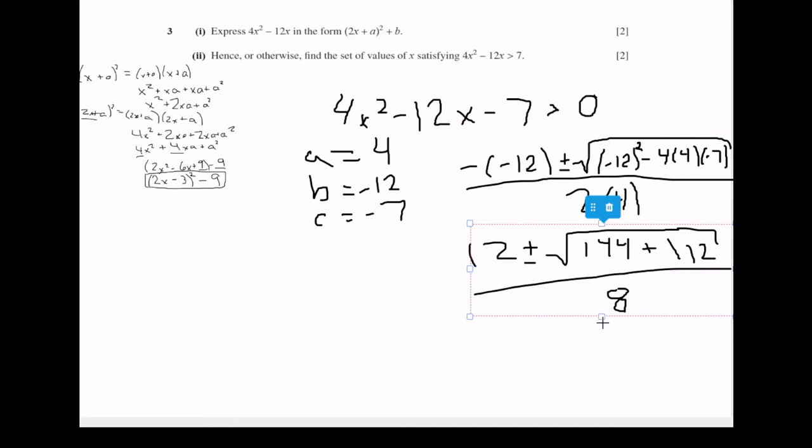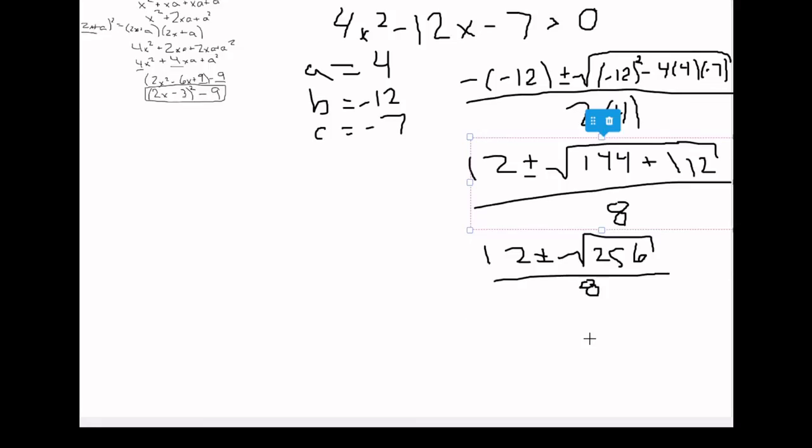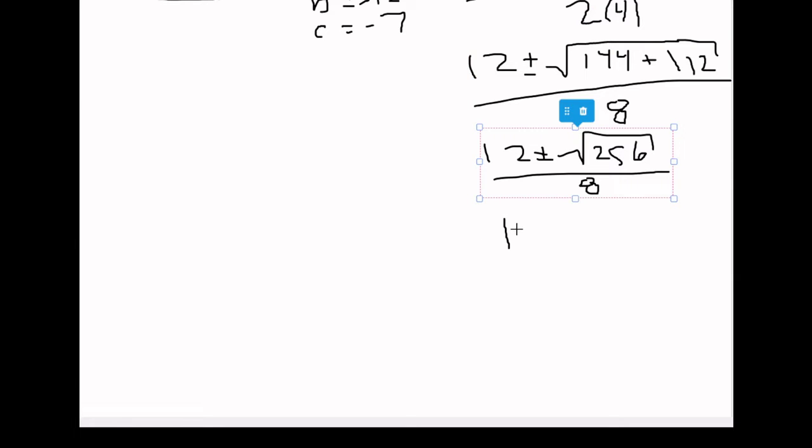And 144 plus 112 equals 256. So we'll write that out. 256, 12 plus or minus, and that's all still over 8. The square root of 256 simplifies to just 16. So we have 12 plus or minus 16 over 8.